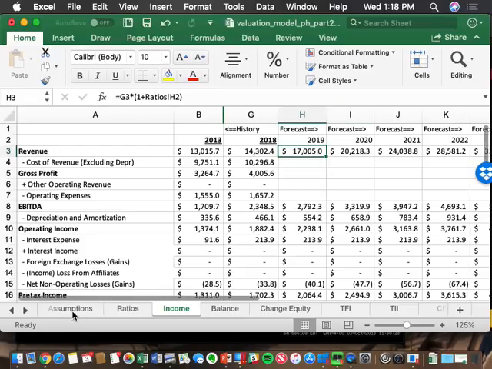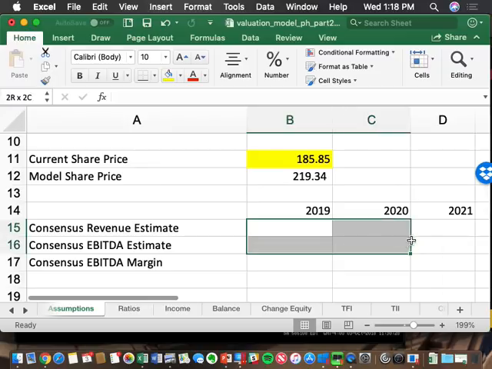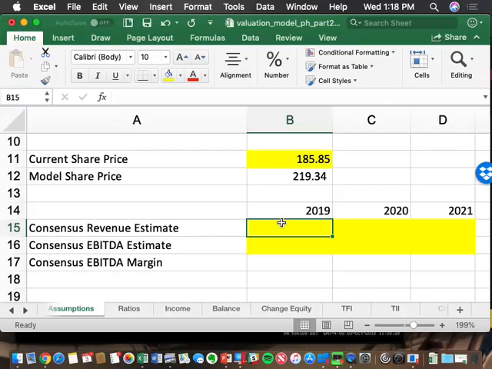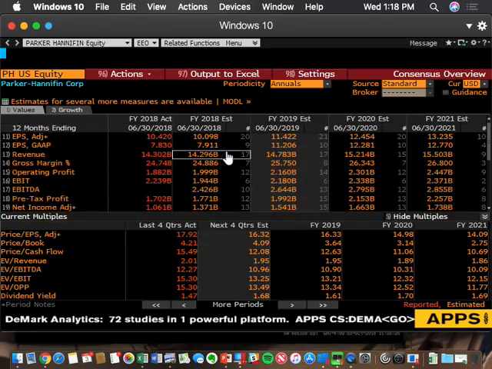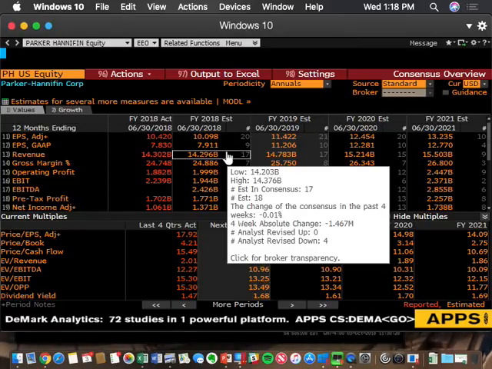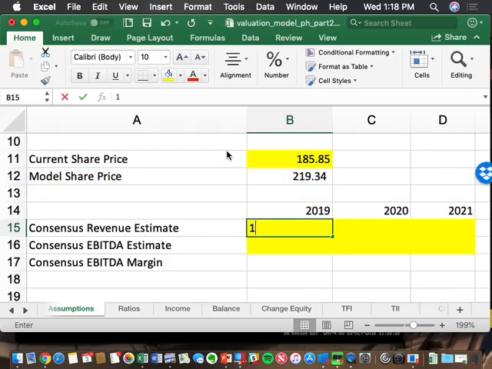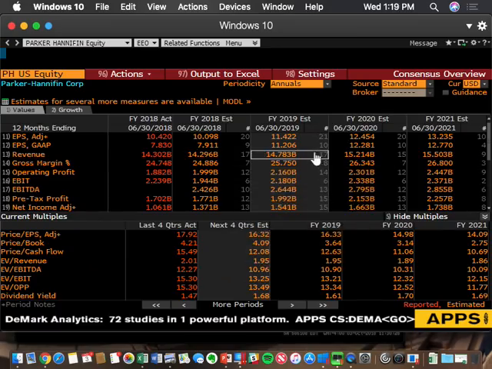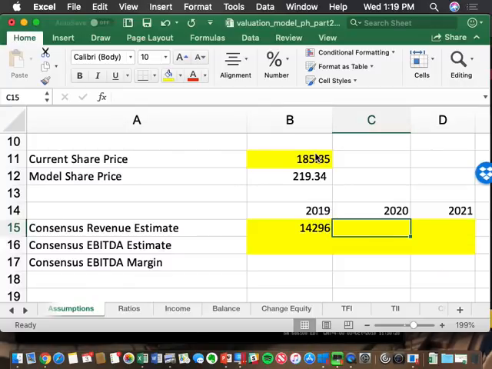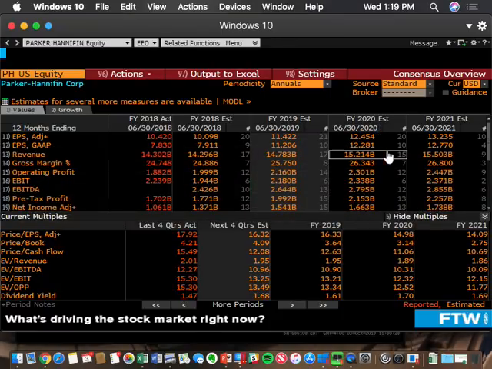Okay, so here's what I'm going to do. I'm going to go back to assumptions. I'm going to make these 6 fields yellow. So for the consensus revenue estimate for 2019, go to Bloomberg. 14,296. So in my model, 14,296. 2020, 14,783. And for 2021 revenue, 15,214.